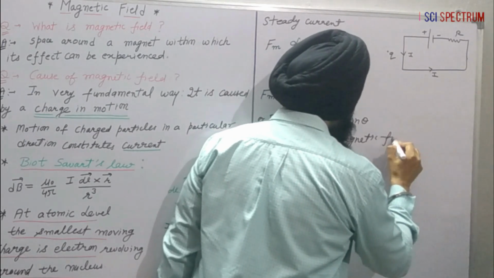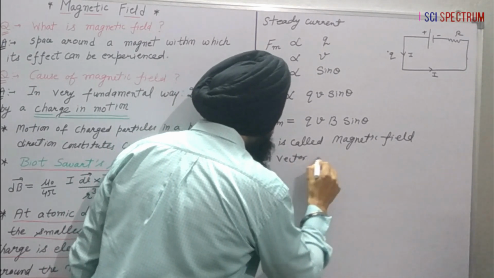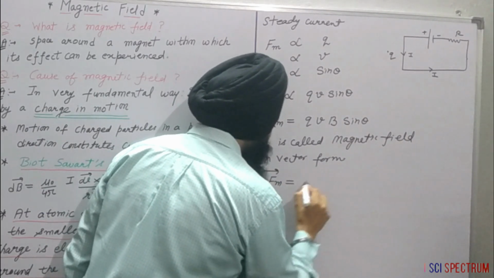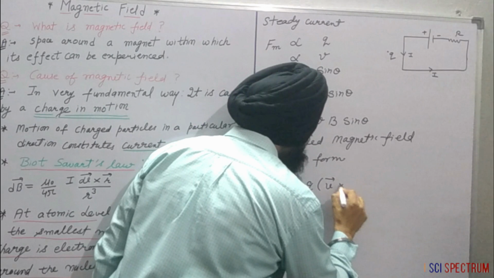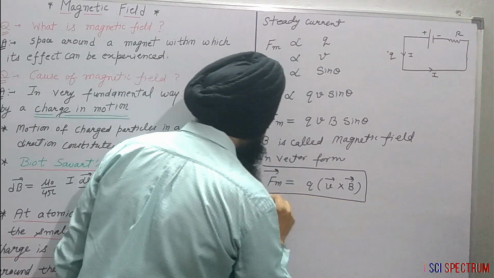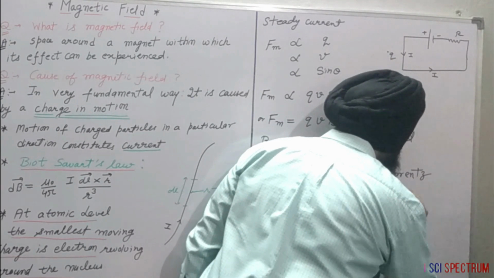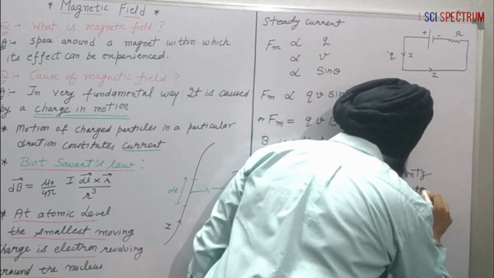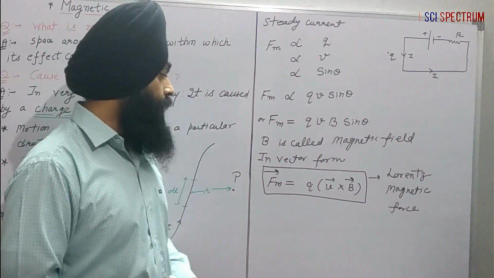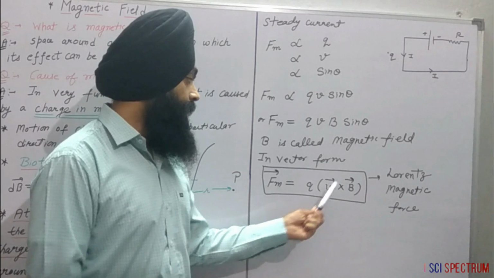So this B is called the magnetic field. In vector form, the magnetic force Fm is equal to Q v cross B. This force is called the Lorentz magnetic force. So this magnetic force is a vector quantity whose direction depends upon the direction of velocity v and magnetic field B.